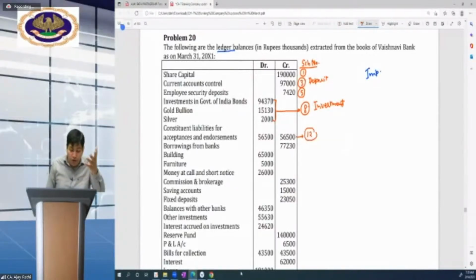Next, borrowings from banks. Sir, borrowings from banks: it is a credit side and that is liability. Starting 2 were share capital, reserve and surplus. No. Deposits or borrowings. Borrowings. Yes. That means that is the 4th number. Schedule number 4, borrowings.